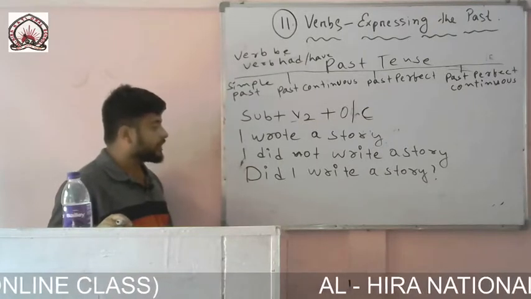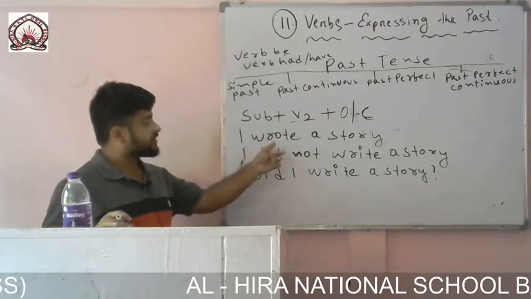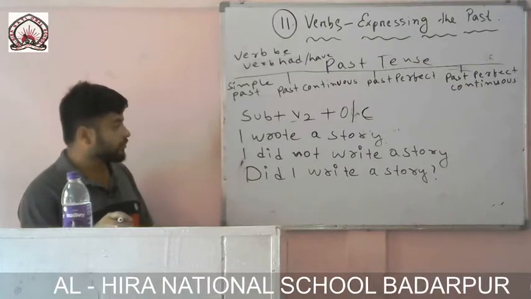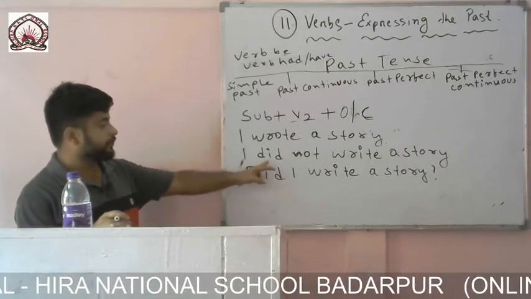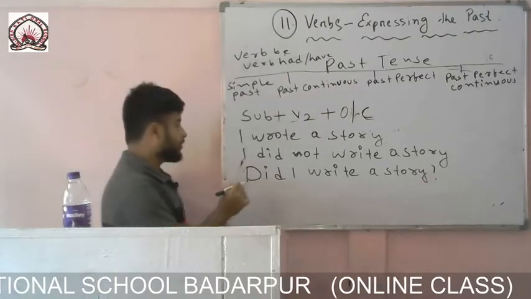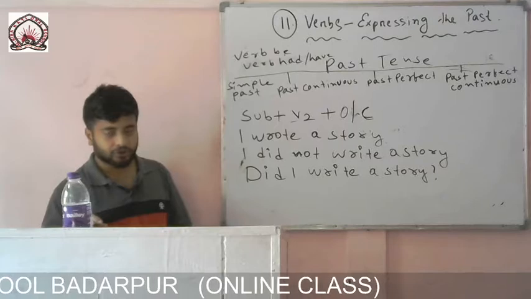Then if I want to change this sentence into interrogative negative, then what do I have to do? Just bring this "did" at the beginning. Did I not write a story?